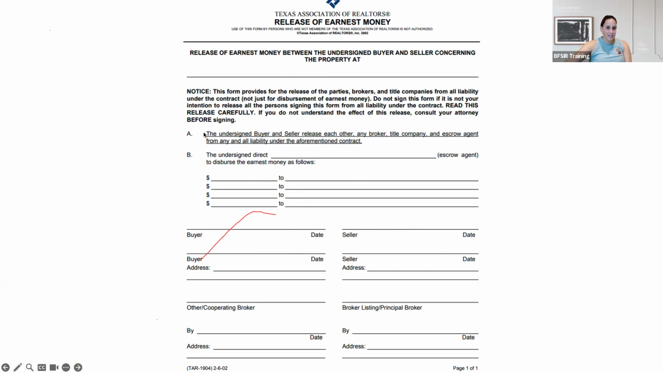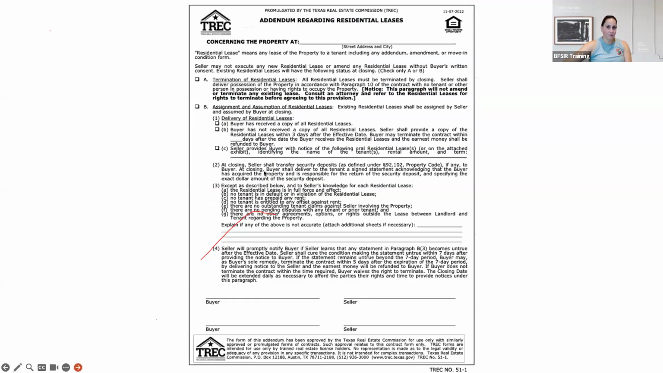The most important sentence here is that the undersigned buyer and seller release each other, any broker, title company, and escrow agent from any and all liability under the aforementioned contract. This is why we like this document, because it says this deal is over. Nobody owes anyone anything once these funds get distributed. Good? Okay, pretty straightforward, but really helpful.